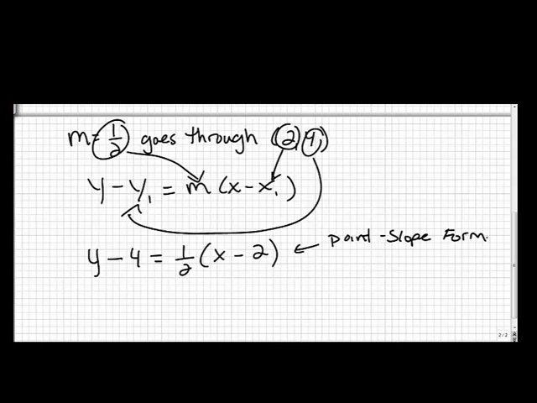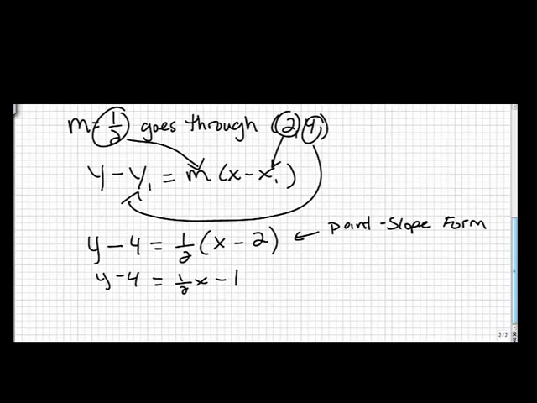Now, if I wanted to change it into slope-intercept form, I just have to solve for y. So I'm going to distribute the 1/2, and then add the 4 to both sides, and I have the equation in slope-intercept form. So adding a 4 gives me a +3. And so the point-slope form is a way to get to the slope-intercept form when you don't know the y-intercept.